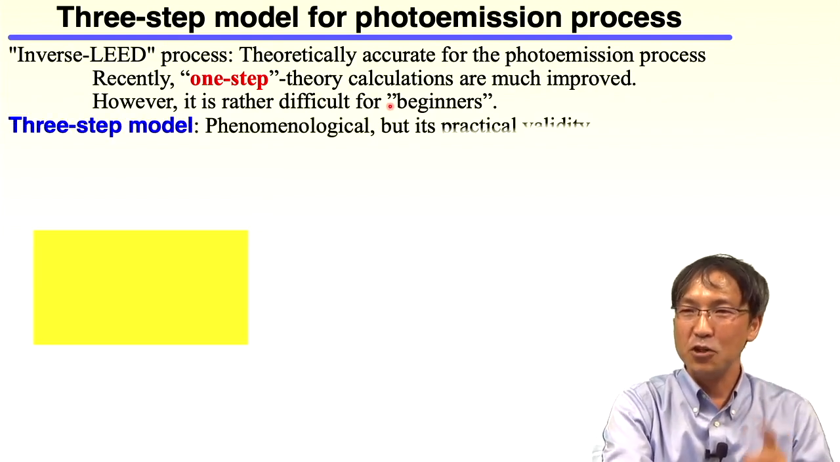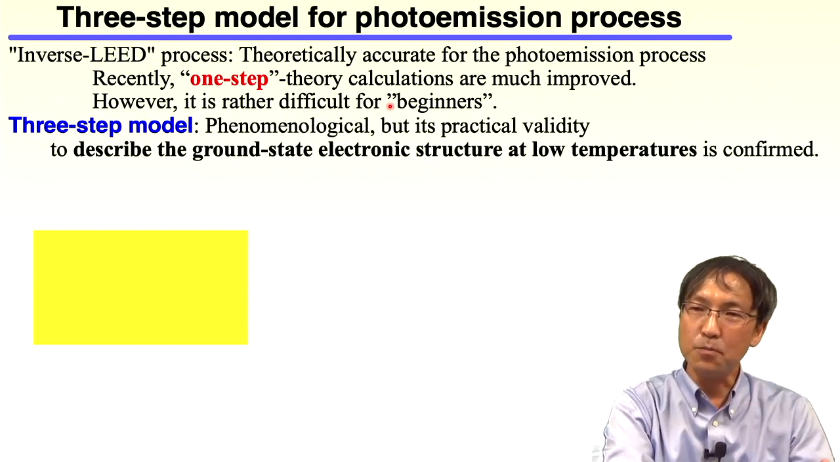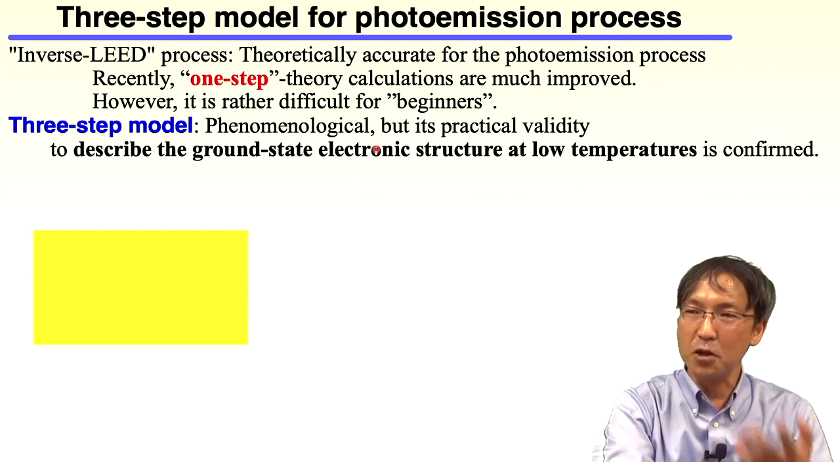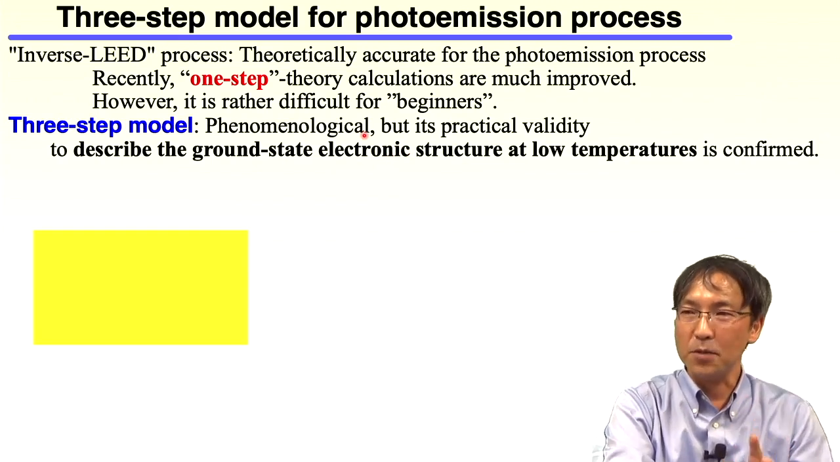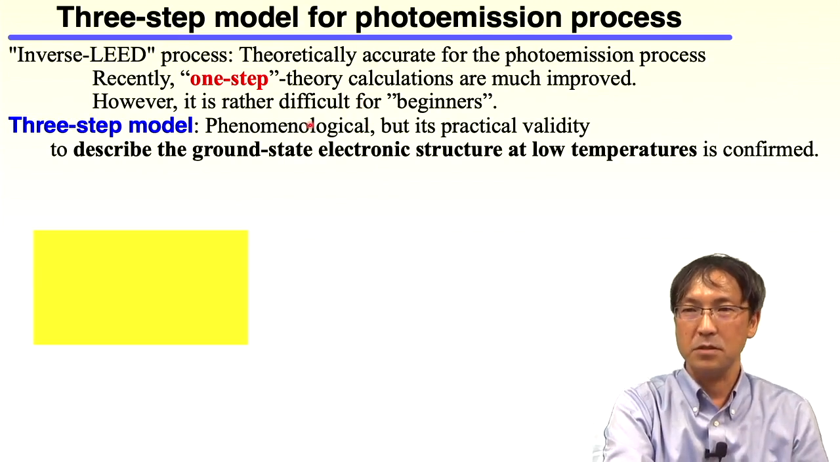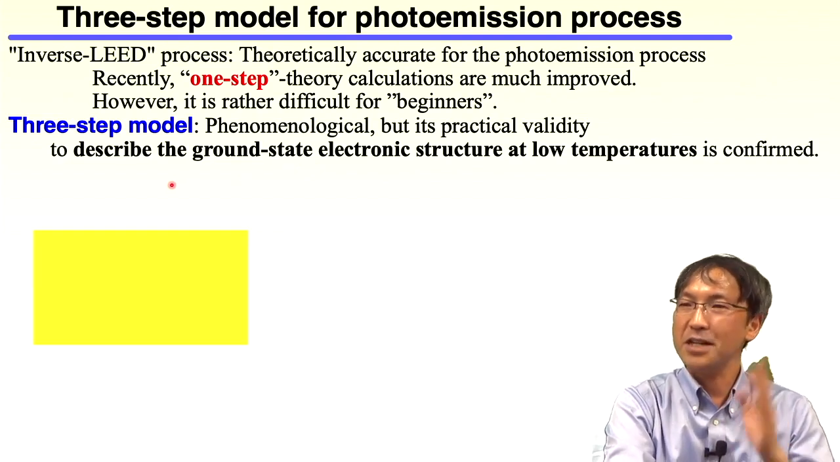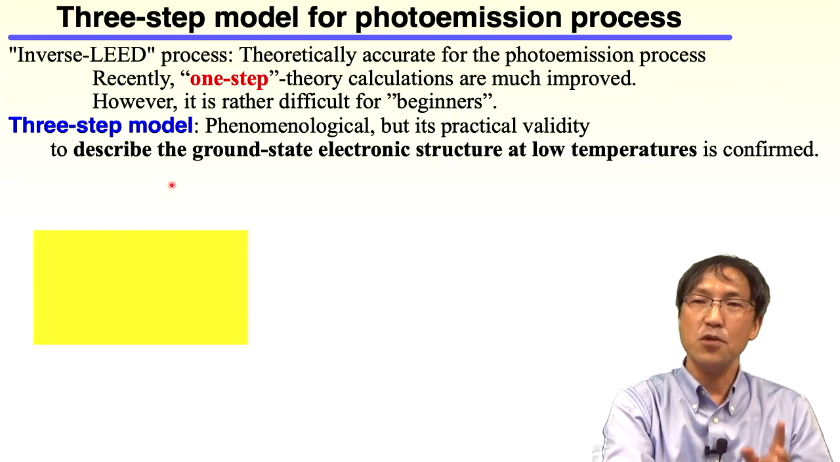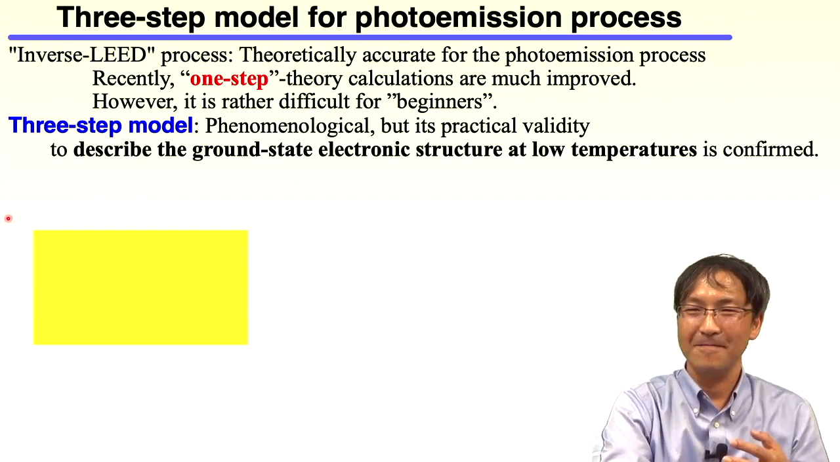So, I use a phenomenological three-step model, but its practical validity to describe the photoemission process of the crystalline solid at low temperature for probing the ground state electronic structure has been confirmed. The advantage in the three-step model is that the situation becomes clear in the process. In other words, we can easily imagine what happens in solids in the photoemission process when we consider this model.